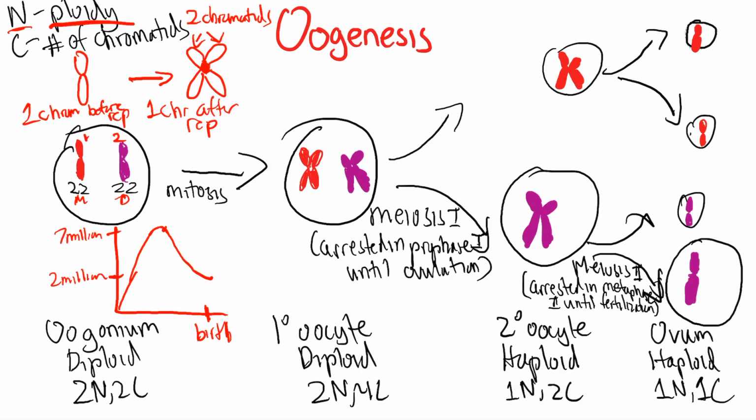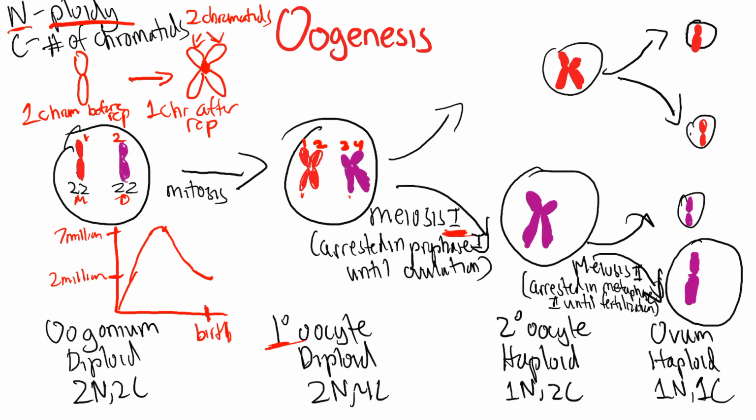And now you get a primary oocyte. Is this diploid or haploid? You got one copy from mom, one copy from dad, so that's diploid. How many chromatids are there? There's 1, 2, 3, 4. 4 chromatids. So 2N, 4C. This is going to start meiosis 1. So the primary oocyte starts meiosis 1.